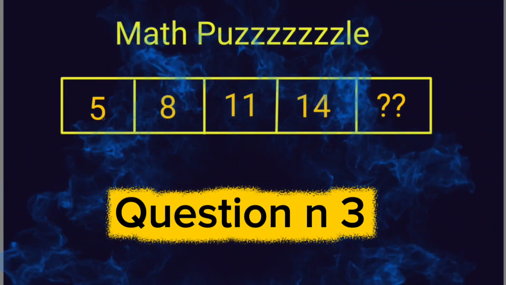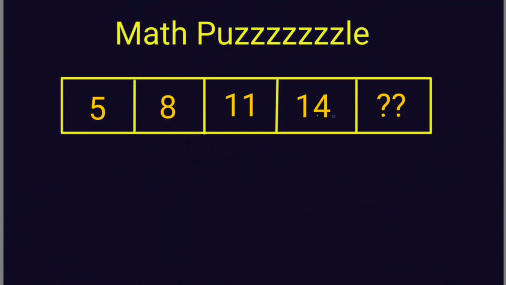Question number 3 is 5, 8, 11, 14, and what will be the final number? You will see this series. 5 is converted into 8. 5 plus 3, it will be 8. So 8 is converted into 11. It means 8 plus 3. So 8 plus 3 will be 11.